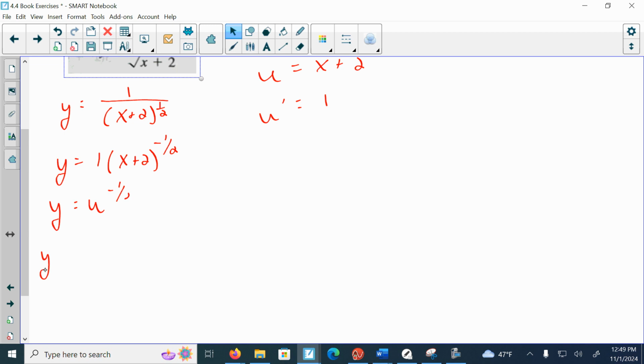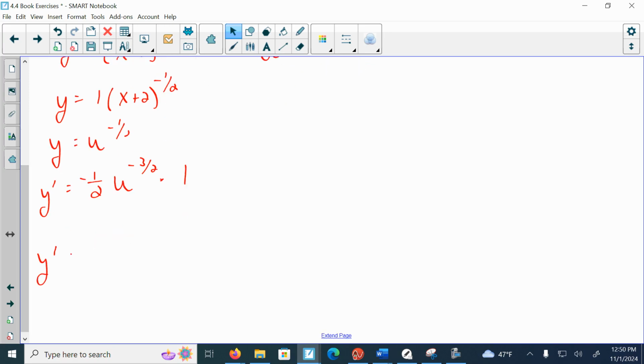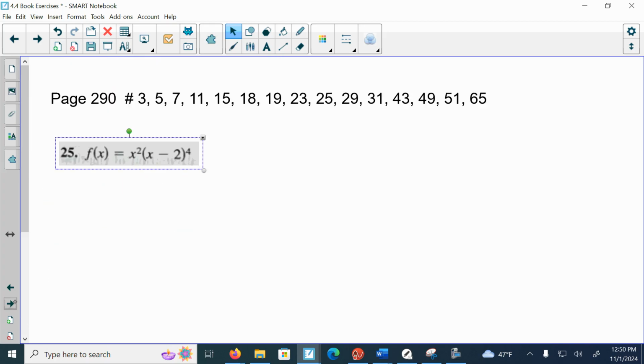Taking the derivative of something raised to the negative 1/2 power is negative 1/2 times u. Reduce this power by 1, so that would be negative 3/2. And then multiply by the derivative of u, which is just that 1. So I'm going to have negative 1 over 2, and that u was x plus 2 to the 3/2 power. Again, you could have done the quotient rule. You're going to get the exact same thing at the end.